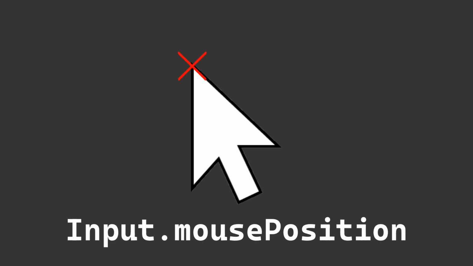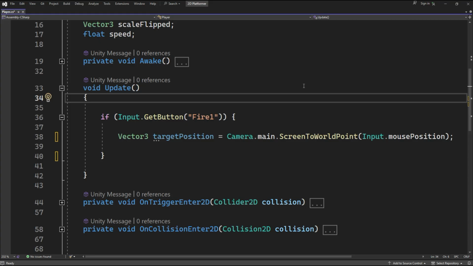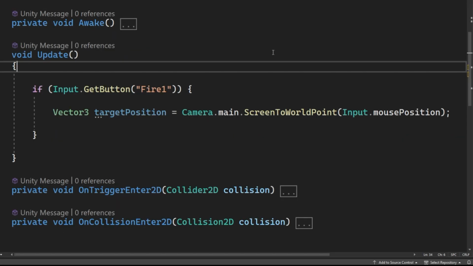So now that we know that the player is holding down the left mouse button, let's find out where the cursor is located. And this you can theoretically achieve with Input.mousePosition. However, this will give you the cursor's position in pixels, starting from the top left corner. So you need to somehow convert this measure into units within Unity. And the way you can do that in your 2D game is by calling the ScreenToWorldPoint function of the camera.